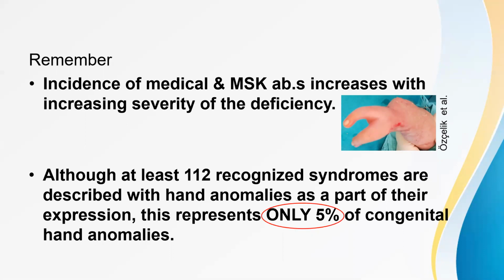Also, at least 112 recognized syndromes are described with hand anomalies as part of their expression. This represents only 5% of the congenital hand anomalies. So 95% of your patients will be without associated anomalies. Keep that in mind.